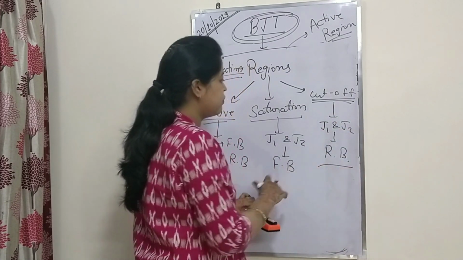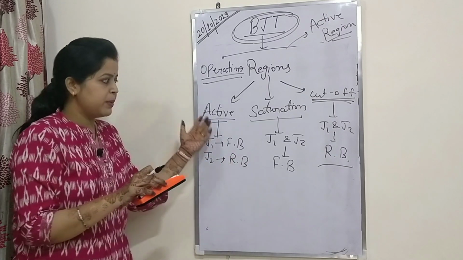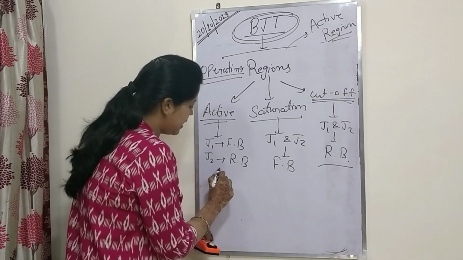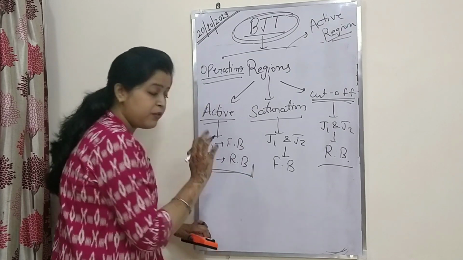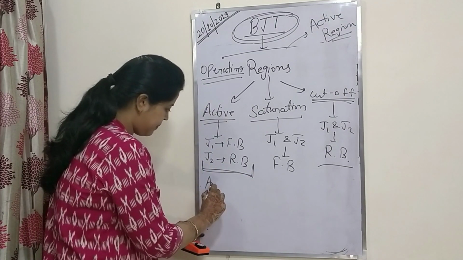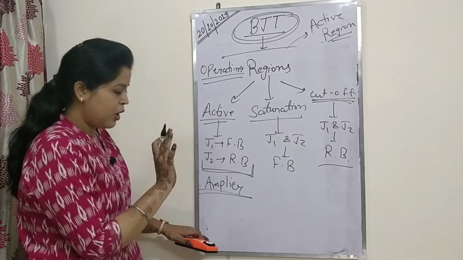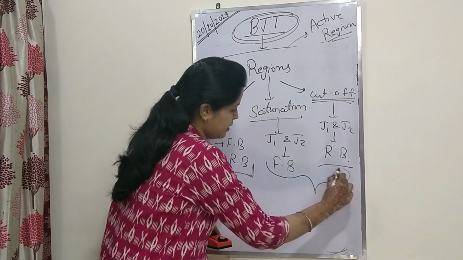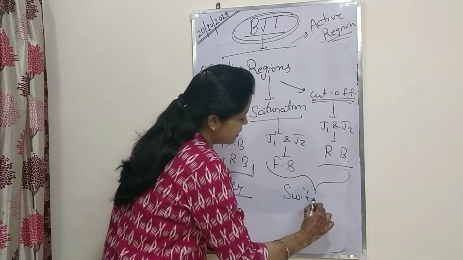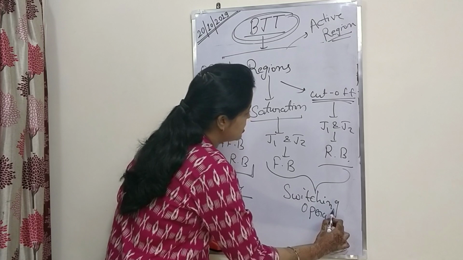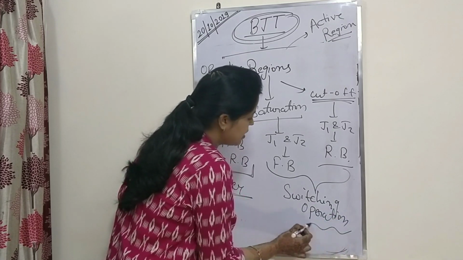Now what kind of biasing mode or operating region is used totally depends on the application. Whenever you want to design an amplifier, you will have to follow active region, or for switching operation you may go with cutoff region and saturation region as well.